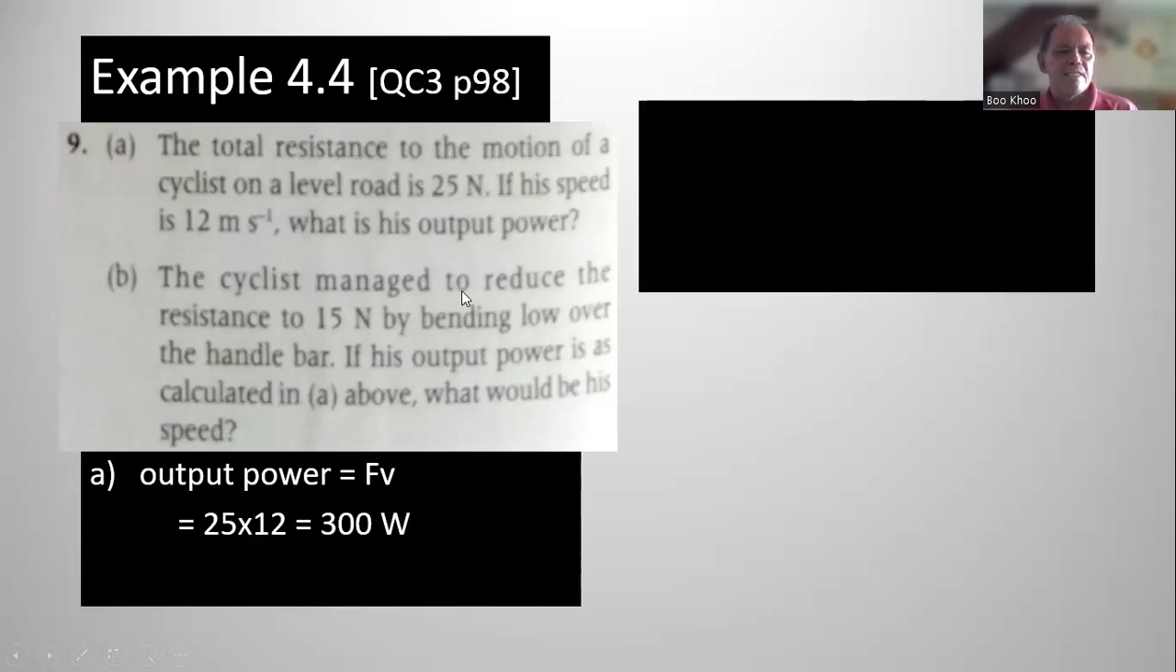Then B. The cyclist manages to reduce the resistance to 15 instead of 25, by bending low over the handlebar. If the output power is as calculated in A above, what would be his speed? Okay, same formula, Fv. Right? I've calculated, your total is the same power, 300. F is 15, and v is your 20.